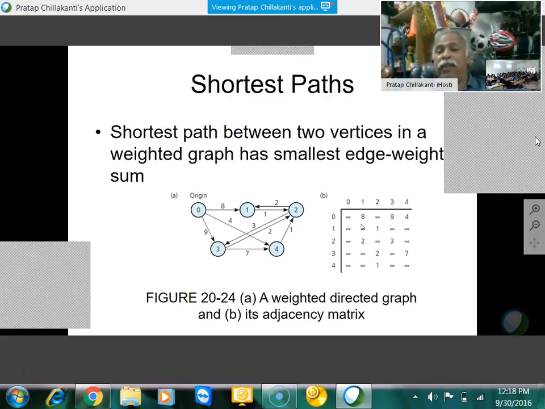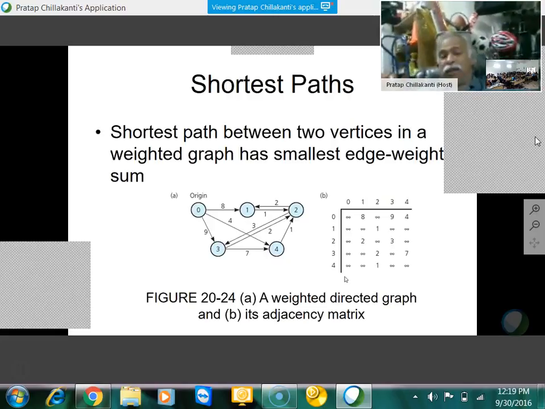And then you calculate the distances from every node to every other node. If there's no path, like 0 to 2, there is no path directly, that's why you see infinity, meaning there is no path. 0 to 1, it takes 8 quantum, whatever that quantum is. Like that you have the graph and you have the matrix. From this, you can figure out the shortest path.